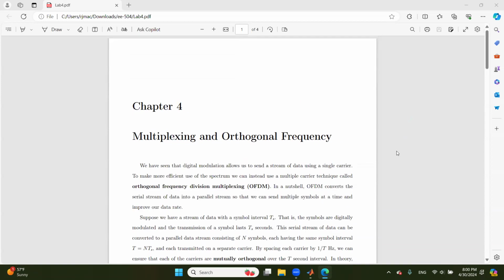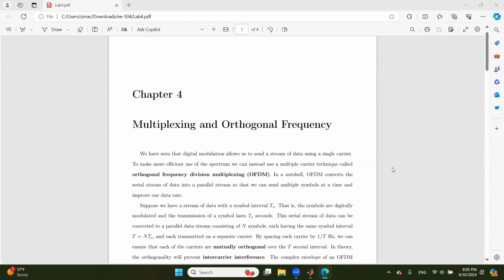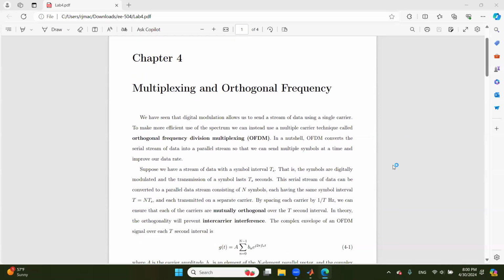This week we're looking at orthogonal frequency division multiplexing. So orthogonal frequency division multiplexing, or OFDM for short, is an enabling technology that is the backbone of many things that we're familiar with, such as Wi-Fi, LTE.